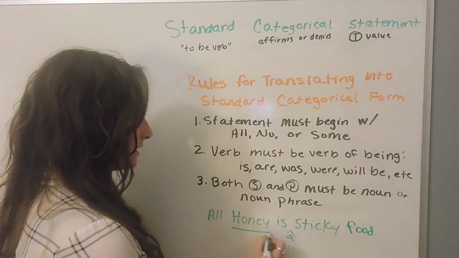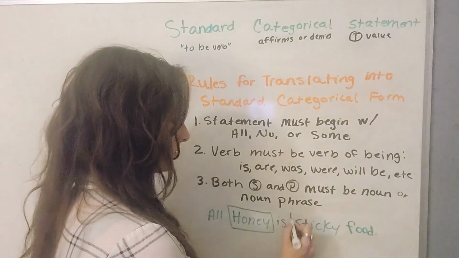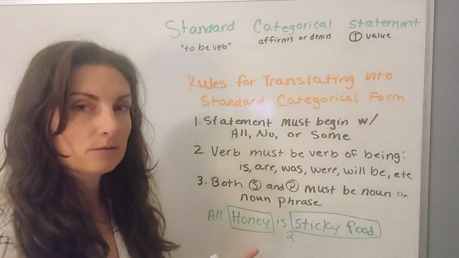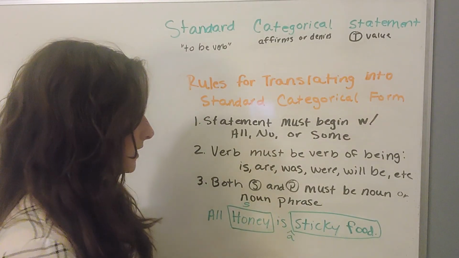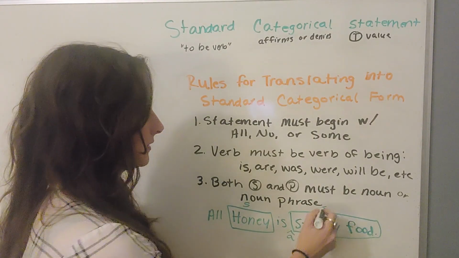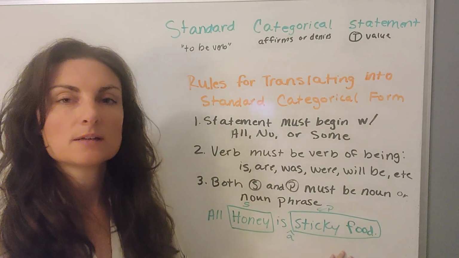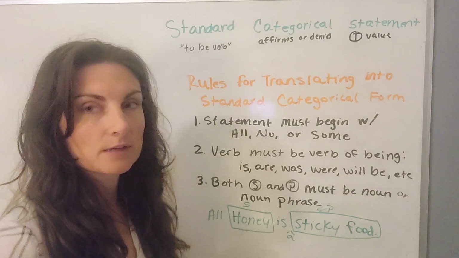So our subject class would be honey, and our predicate class would be sticky food. We have two very clear nouns that we are looking at. Subject, predicate. All right, I'm going to erase this, and then I'm going to get another example up real quick.